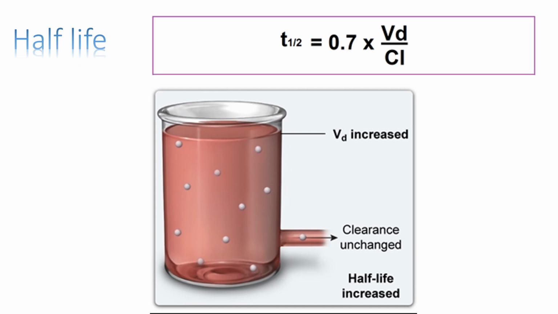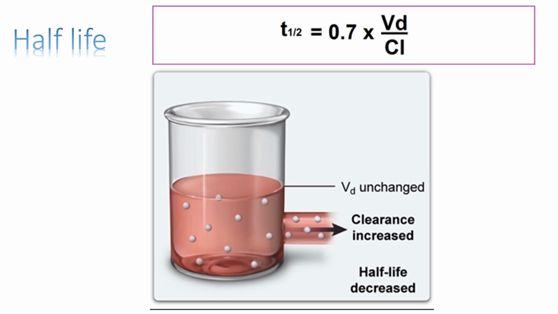That's if we increase volume of distribution while clearance is constant. Another thing we can do to change the half-life is to change the clearance. Imagine the volume of distribution is kept unchanged, so the extent of distribution of the drug inside the body is the same, but we increased the clearance. And so we increased the rate of getting rid of the drug.